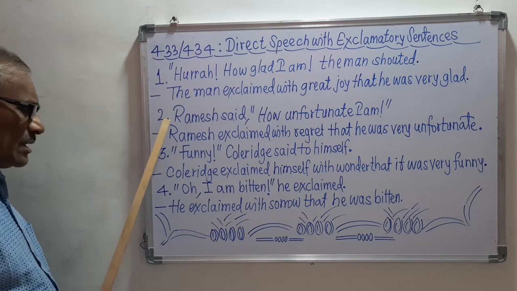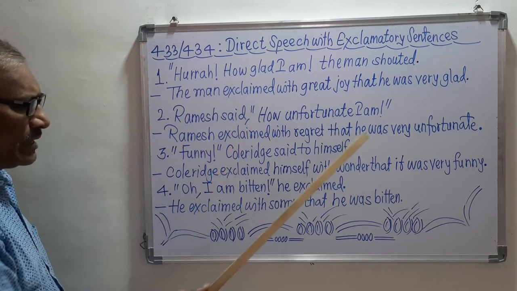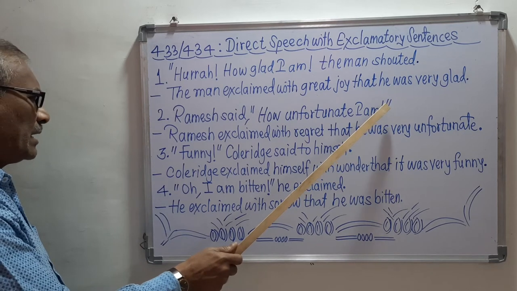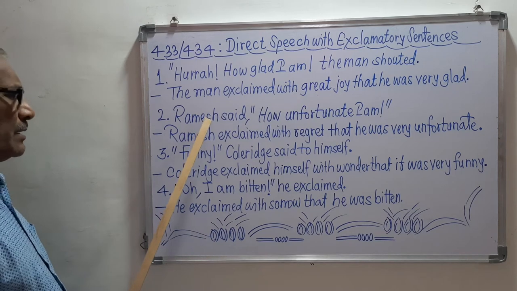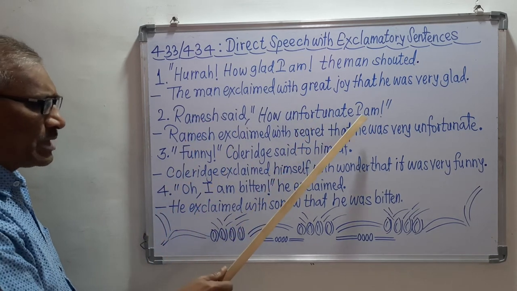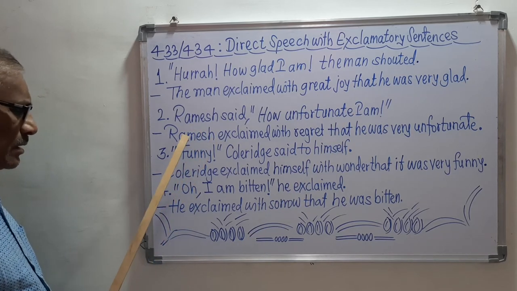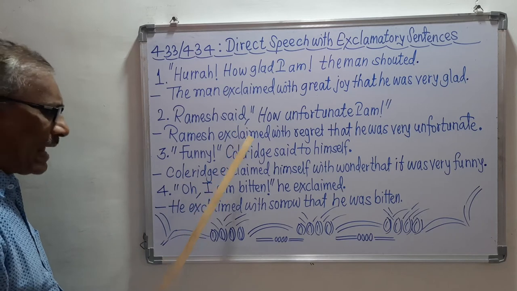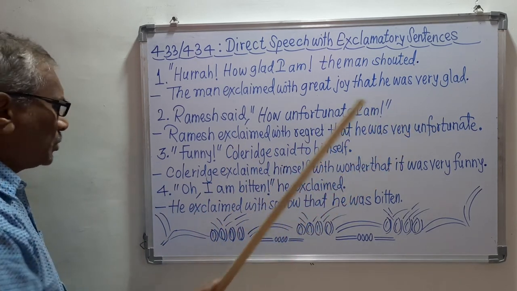Then the second example is, Ramesh said, comma, inverted commas started, and here the comma and inverted commas closed. So I will read the direct speech. Ramesh said, "How unfortunate I am." So remember, the answer is, Ramesh exclaimed with regret that he was very unfortunate.